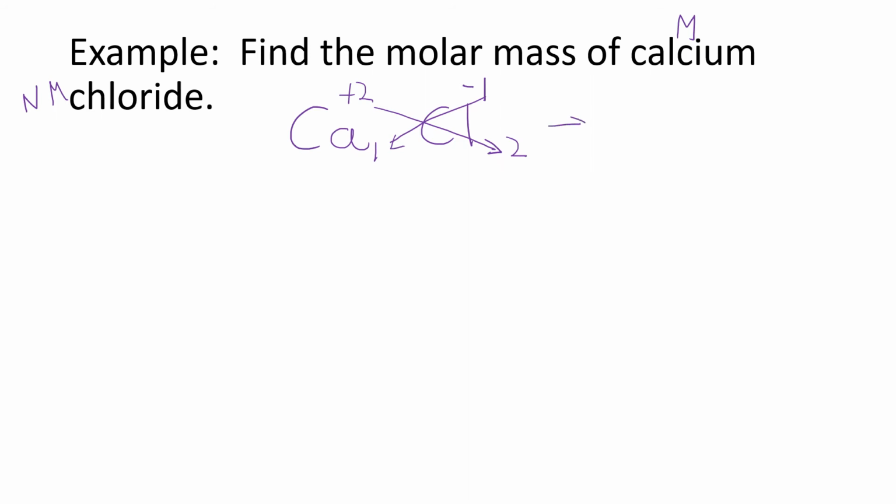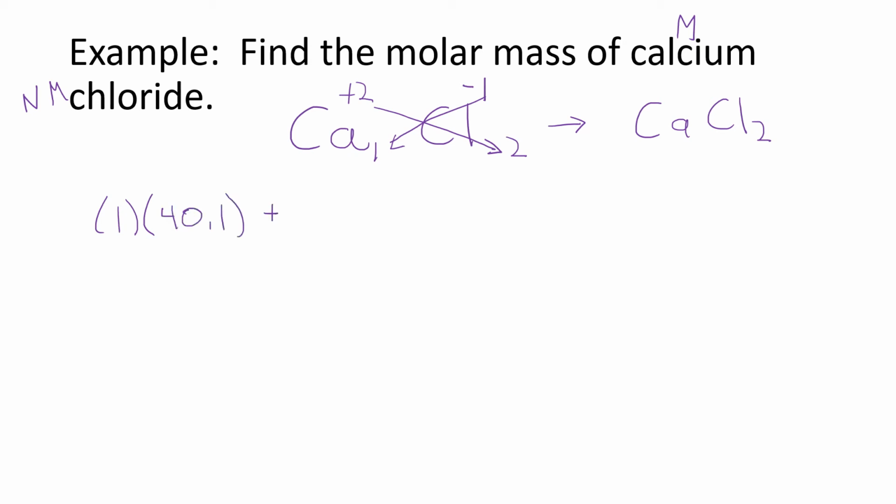And when we clean that up, we don't write charges, we don't write the arrows, and we don't write the subscript of 1. So this just becomes CaCl2. When I look at the periodic table for calcium, there is 1 calcium, and it has a mass on the periodic table of 40.078. So if I were to round that to 1 decimal place, that would be 40.1.